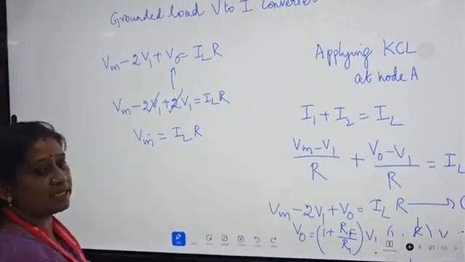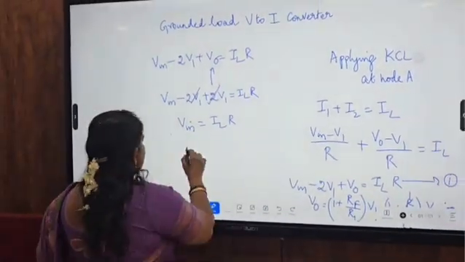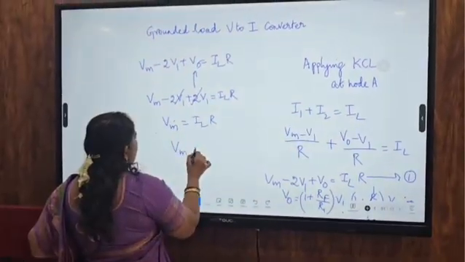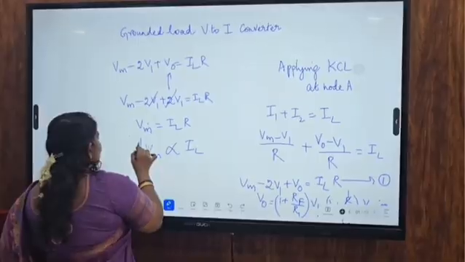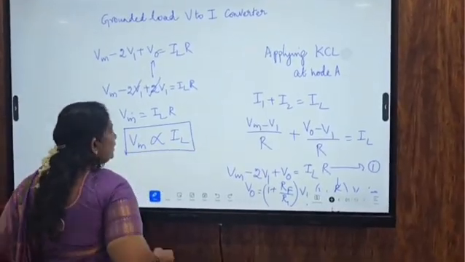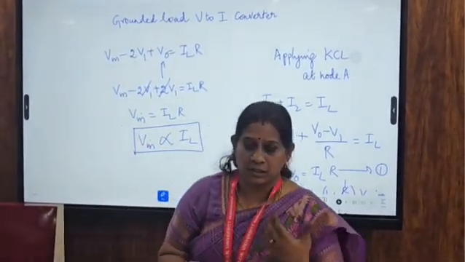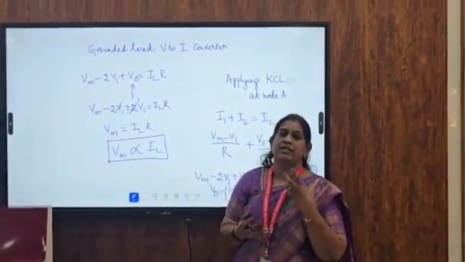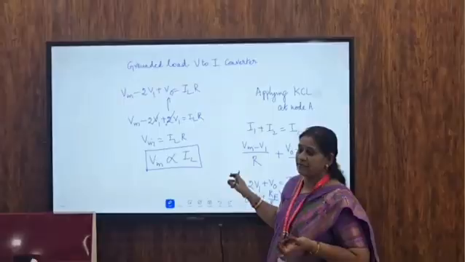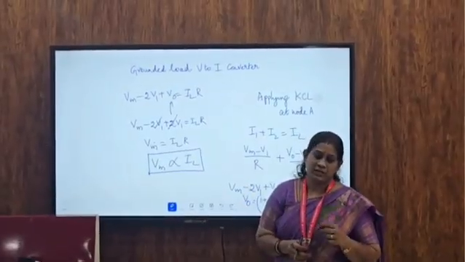Here R is a constant value. Hence the input voltage is directly proportional to the load current. So from this we understand that if the input voltage is varying, the output load current will also vary equivalently. Hope you understood this lecture.